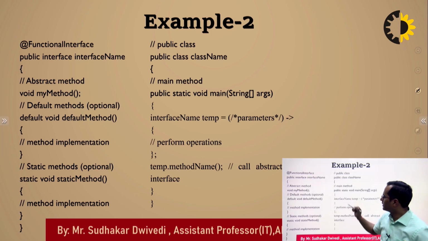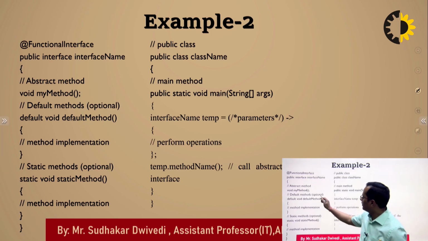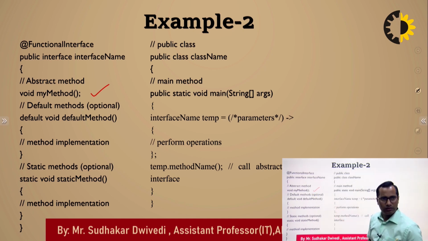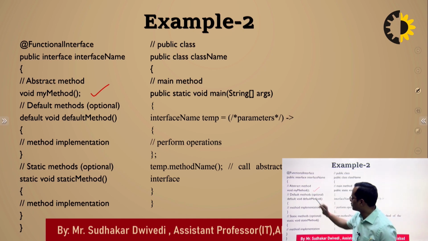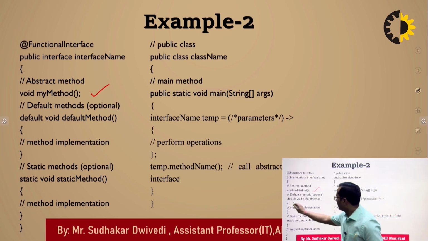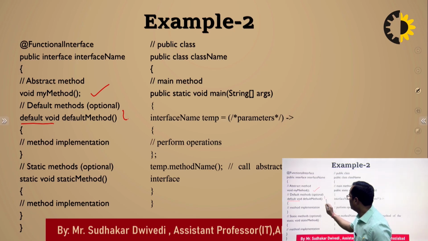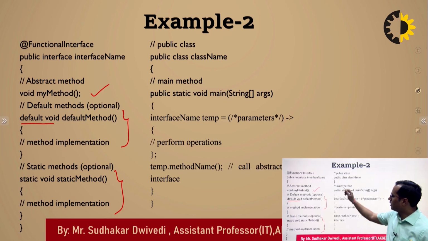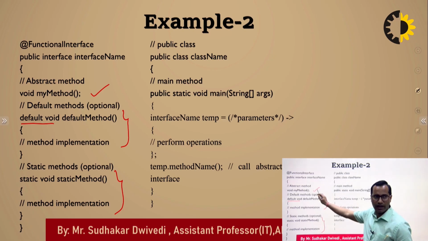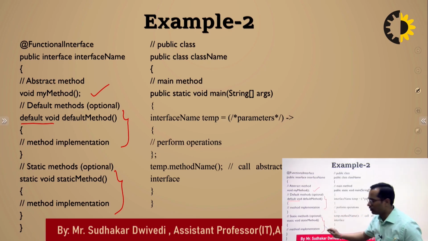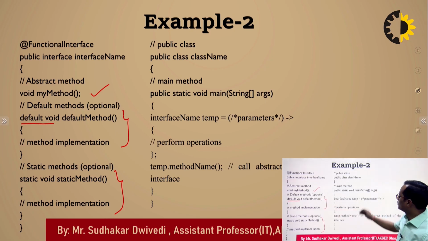So we can see in this example, there is a method that has no implementation. That means this is the abstract method, and this one is the default method, and this one is the default method and static method also. So the functional interface may contain the abstract method. It may also contain the default method or static method. But the abstract method will be only one. It is a single abstract method interface. So we can just implement this by using the Lambda expressions that we will discuss later on.